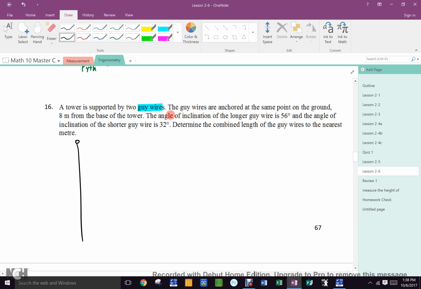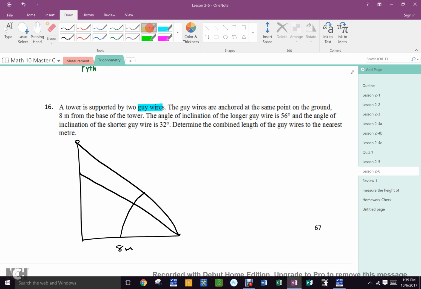Okay. So I'm going to help you draw this. Then I'm going to leave you alone. The two guy wires are anchored to the same point on the ground, 8 meters away from the tower. So here is 8 meters, and there's two guy wires that go from there. One goes to there, and one goes up to the top. Right? Well, that's what it says. The longer guy wire is 56. So this angle, which I'm going to color yellow, is how big?